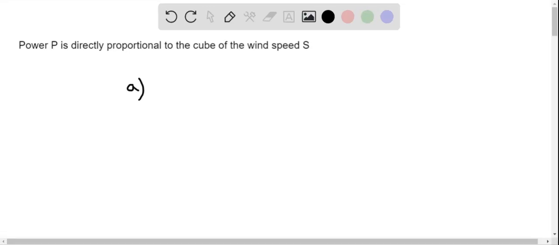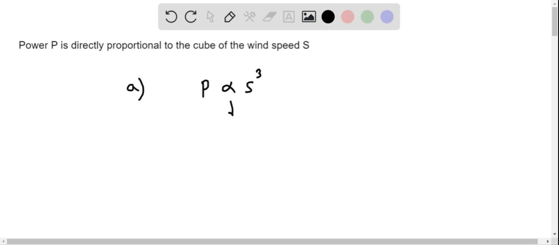We are given that power P is directly proportional to the cube of the wind speed S. Now let's write this variation in terms of an equation. Since power P is directly proportional to the cube of the wind speed S, I'm going to write this as P directly proportional to S cubed.